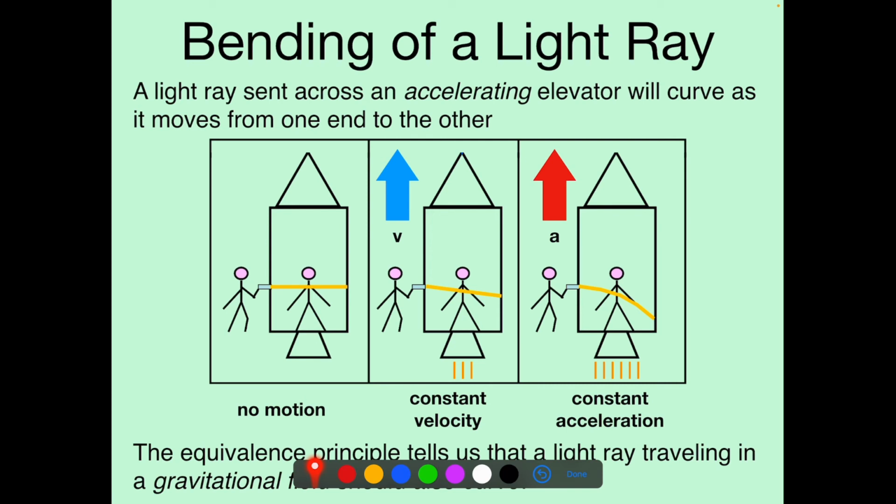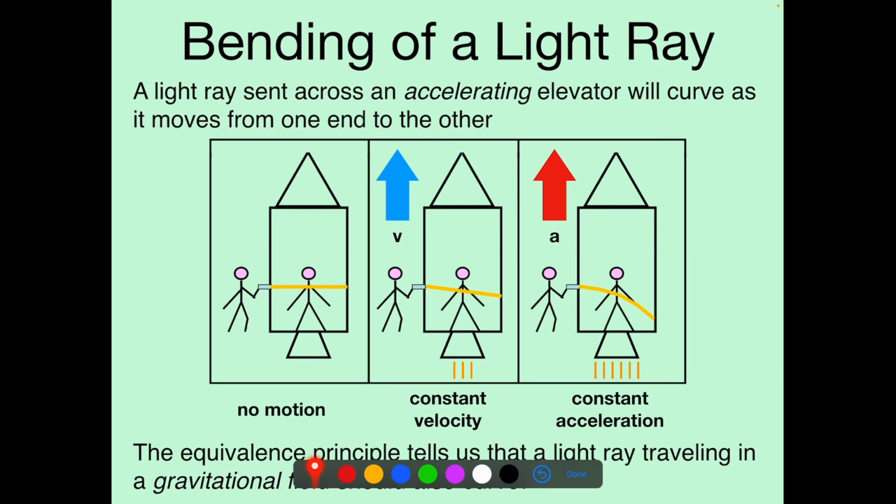Okay, so if there's no motion, this isn't very interesting. All we see is the laser beam goes horizontally across the elevator and then hits the wall over here. Now what happens if the elevator is moving up with a constant velocity? Well, that laser beam will still be seen to move in a straight line, but it will be angled downwards somewhat. Now, if we think about the elevator undergoing constant acceleration, this is where it gets interesting.